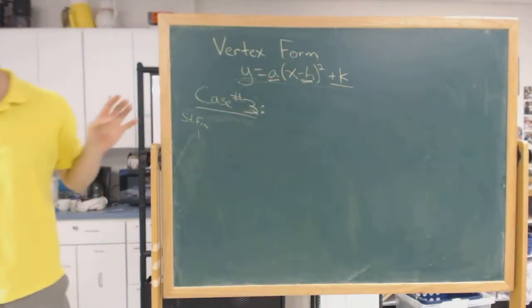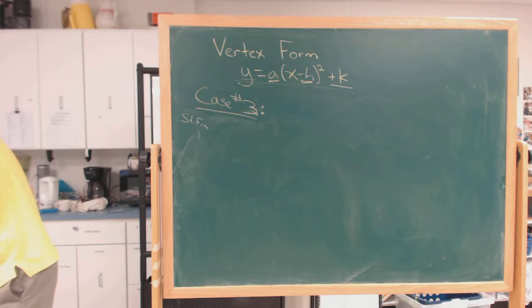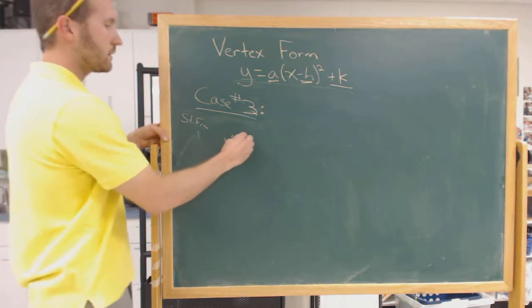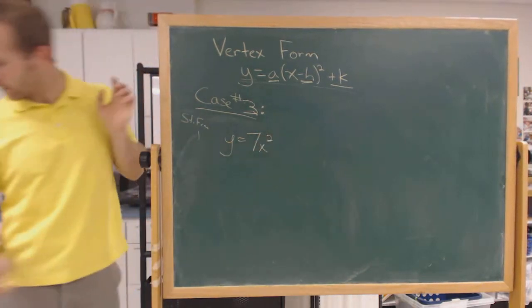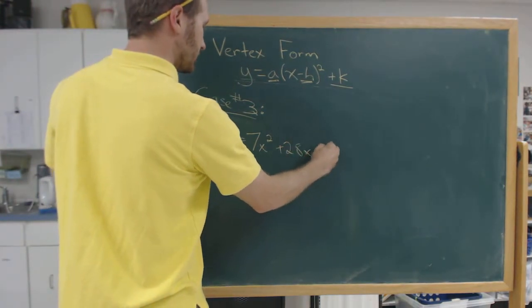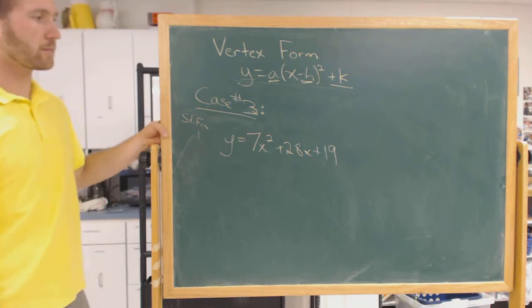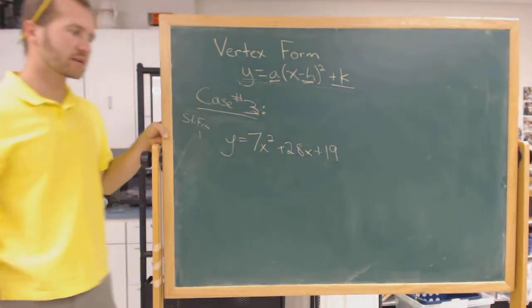Okay. Y equals 7x squared plus 28x plus 19. Big numbers. Whoa. Okay. Convert this to vertex form.